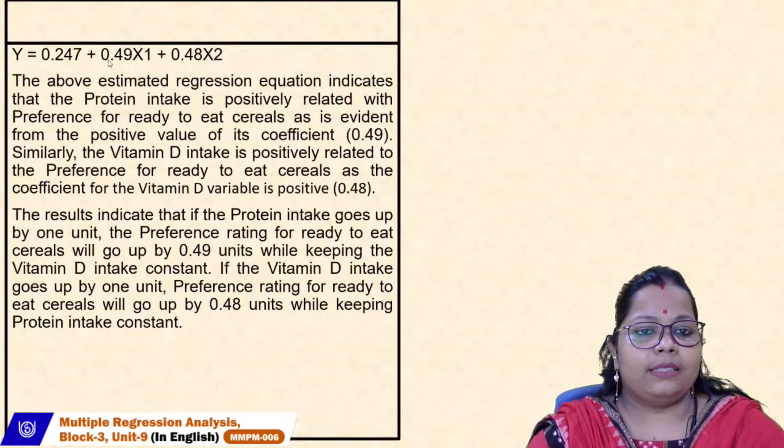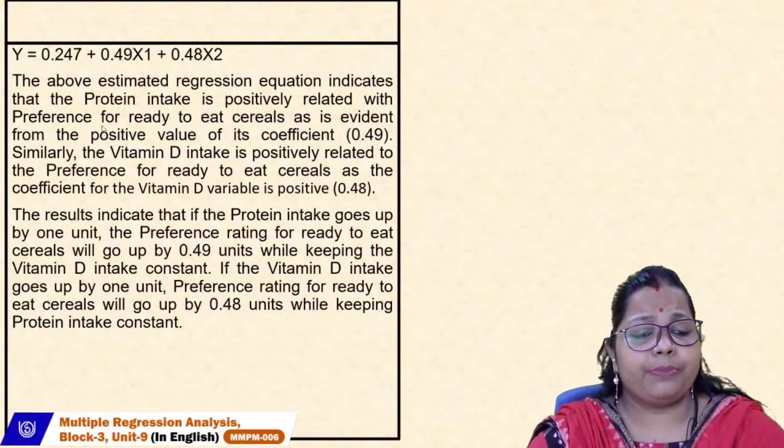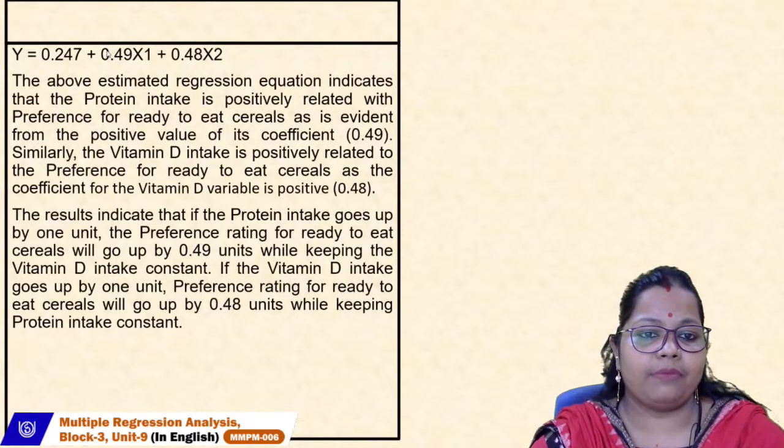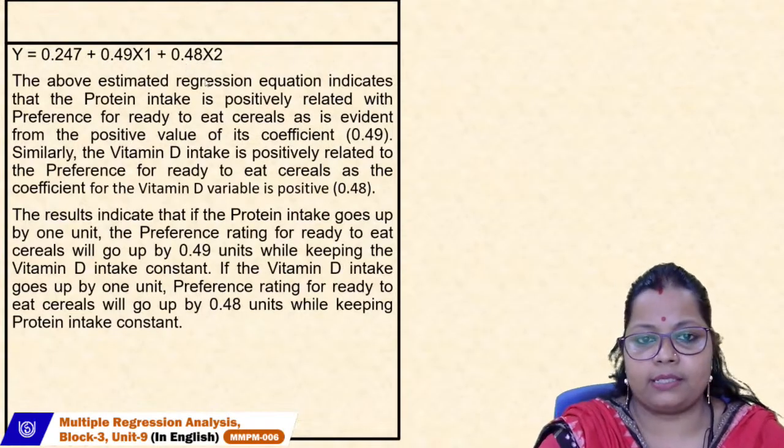So here is the estimated equation I had written, and if we elaborate it, it indicates that protein intake is positively related, because there is a positive sign before both the X1 and X2 variables, with preference for ready to eat cereal, as is evident from the positive value of the coefficient. Because it is positive, we have to accept it. In the same way, for vitamin D also, the positive coefficient 0.48 indicates the same.